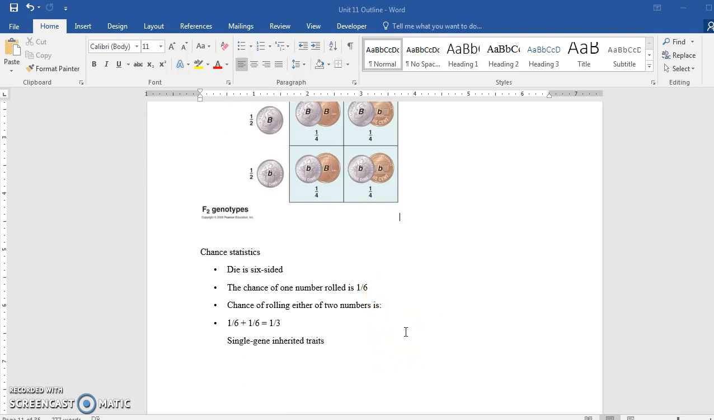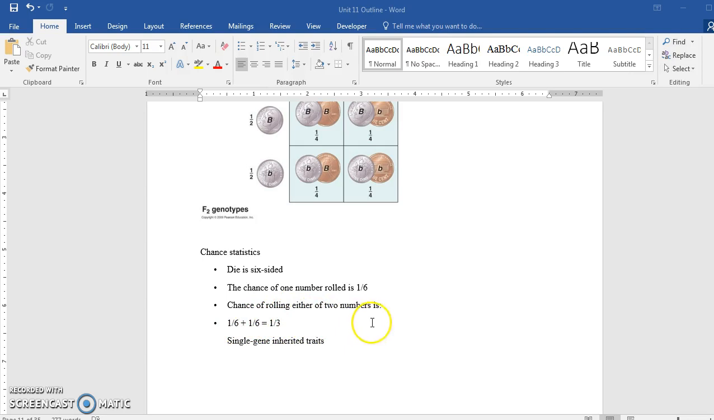Another way to look at it is to think about dice. A die is 6-sided. The chance you're going to get any one number when you roll one time is 1/6, or 1 out of 6. When you consider rolling it one time, what are the chances you'll get one of 2 numbers? Since there are 6 numbers, 1 through 6, and you're saying that you're going to get 2 of them, that's 2/6, that's 1/3. Or another way of looking at it is 1/6 plus 1/6 is 1/3.